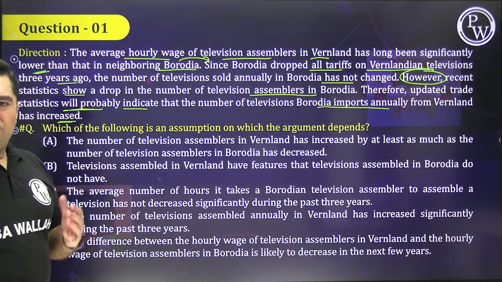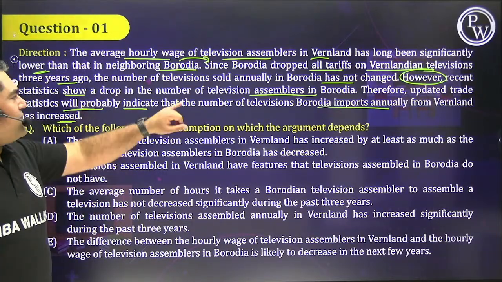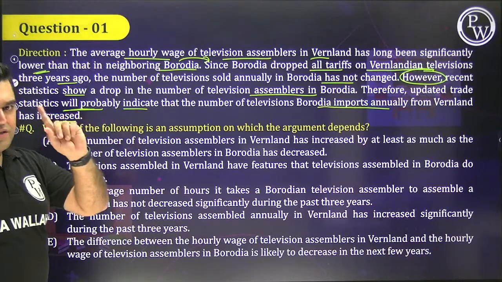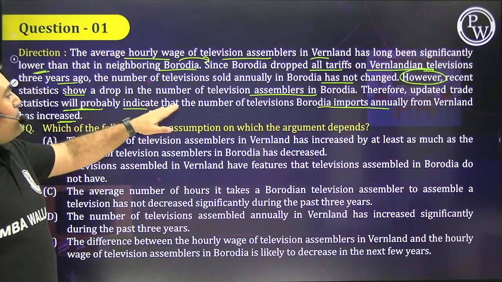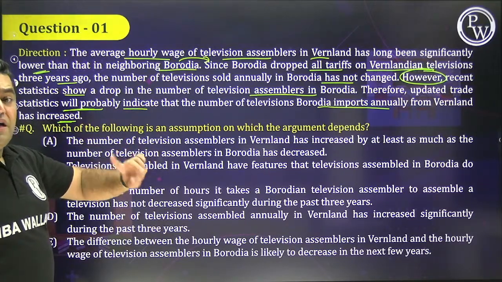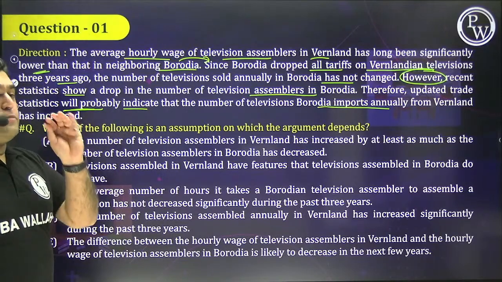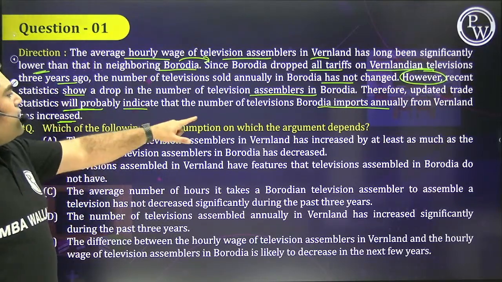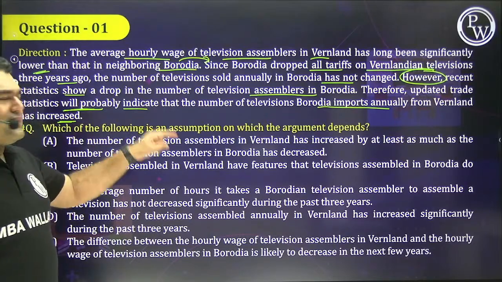So people, now you're making a lot of conclusions here. You're saying that the number of televisions sold annually has not changed. That is condition number 1. Second condition, you're saying that number of television assemblers in Borodia has decreased, drop in the number of television assemblers. And the third final conclusion that you're making is Borodia must be importing annually from Vernland must have increased. Which of the following is an assumption?